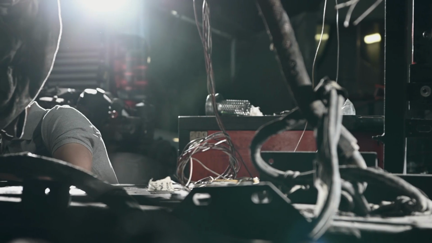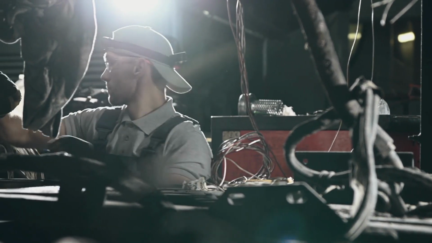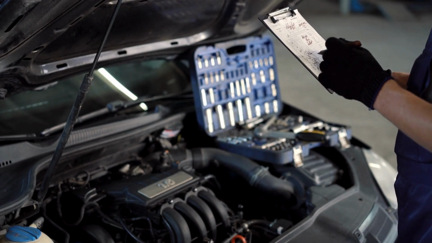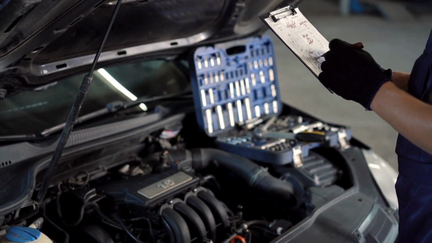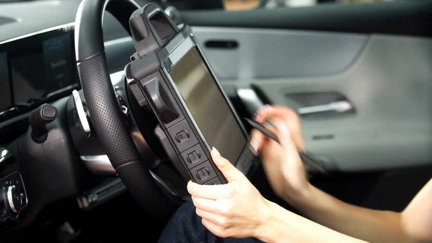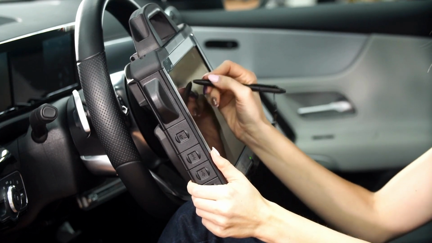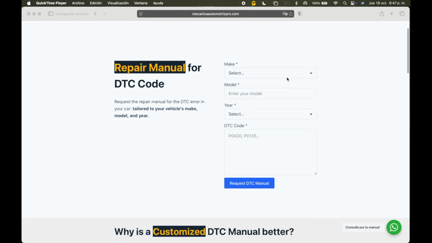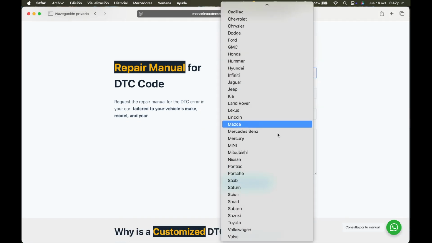What are the symptoms of a P1006 fault? Loss of engine power, especially at low or high RPM. Acceleration problems, such as sluggish or erratic acceleration. Unusual engine vibrations during operation. Higher than usual fuel consumption. Rough or unstable idling. Important, the solution for this DTC varies by vehicle.